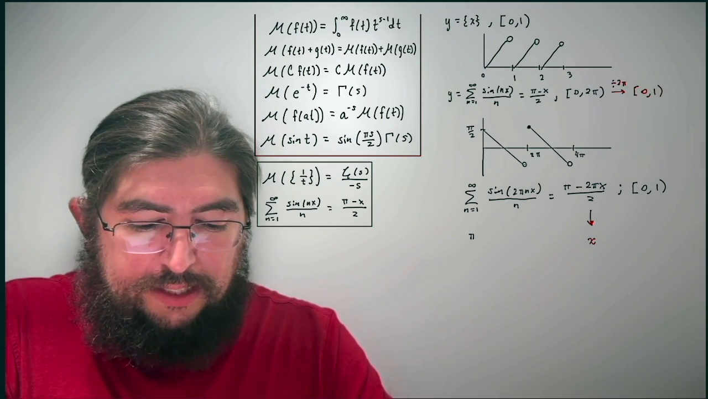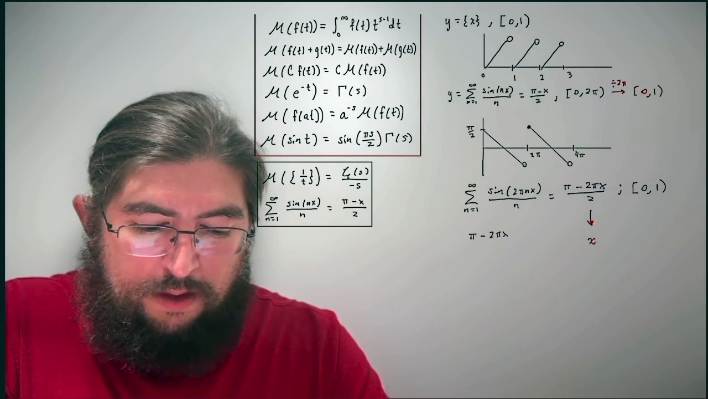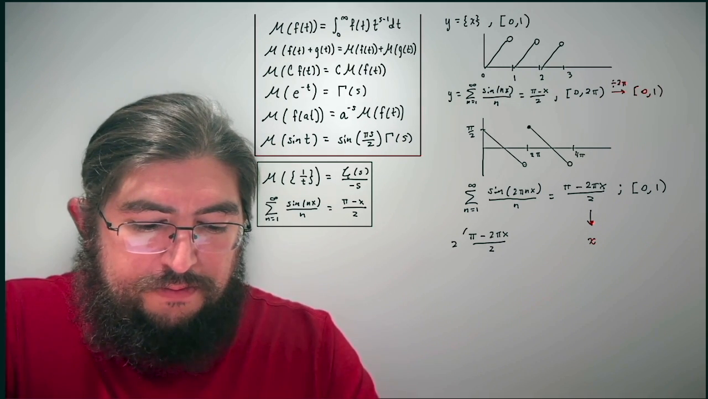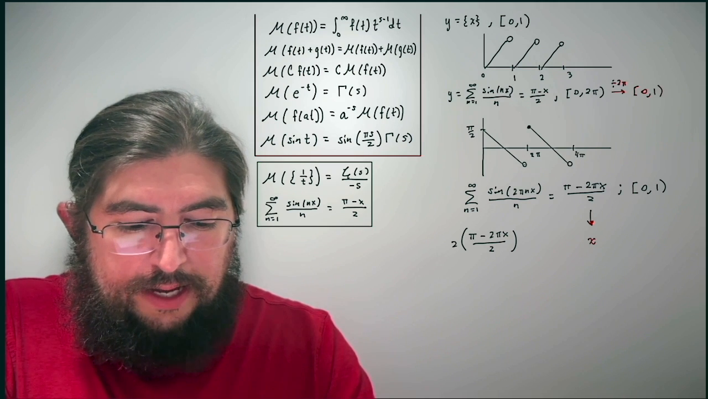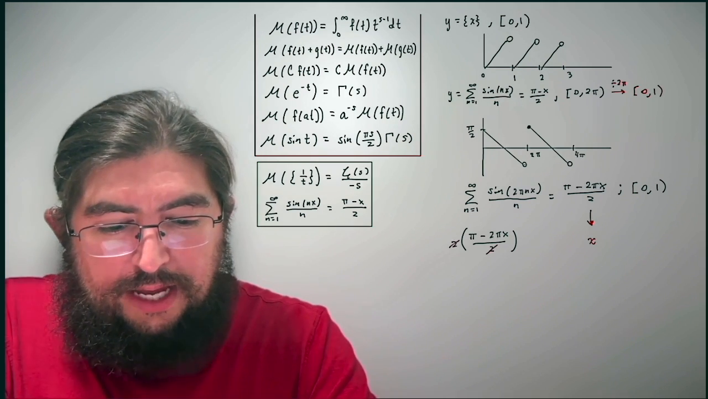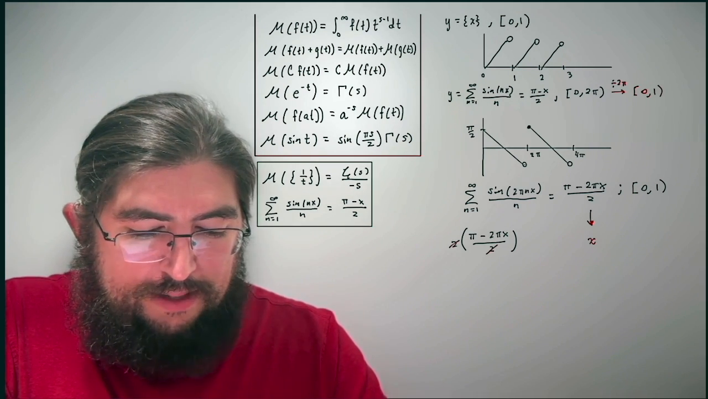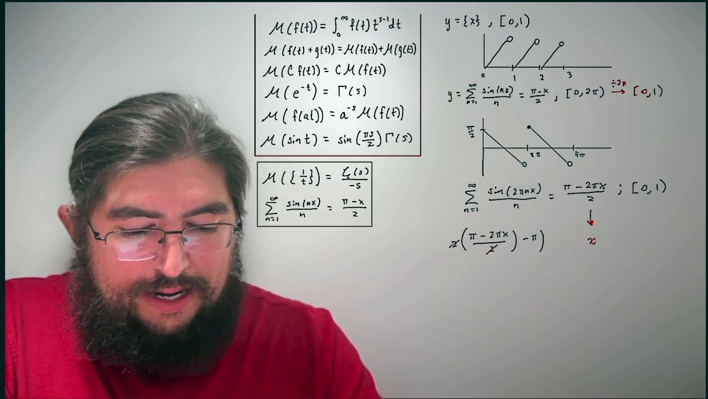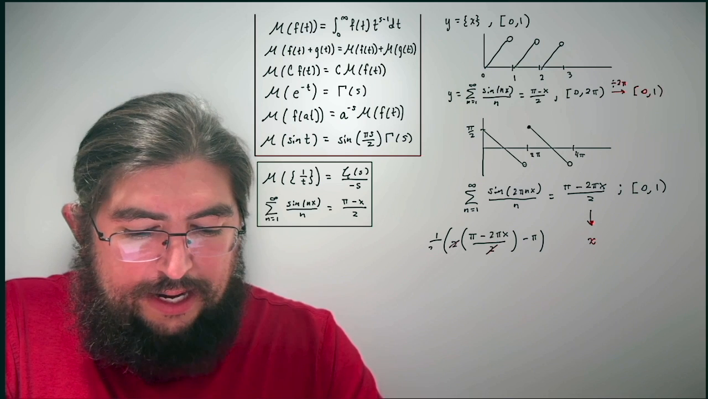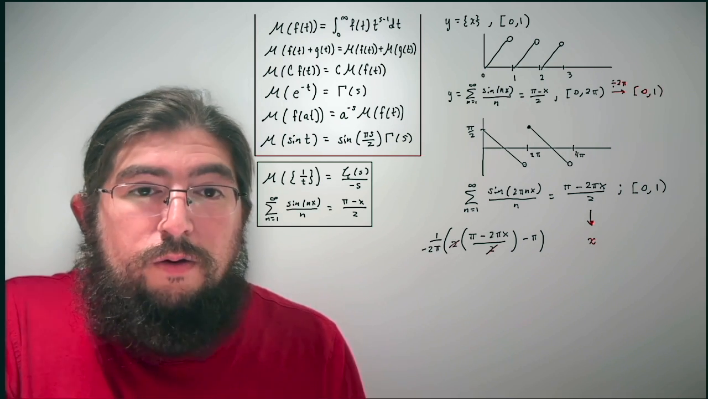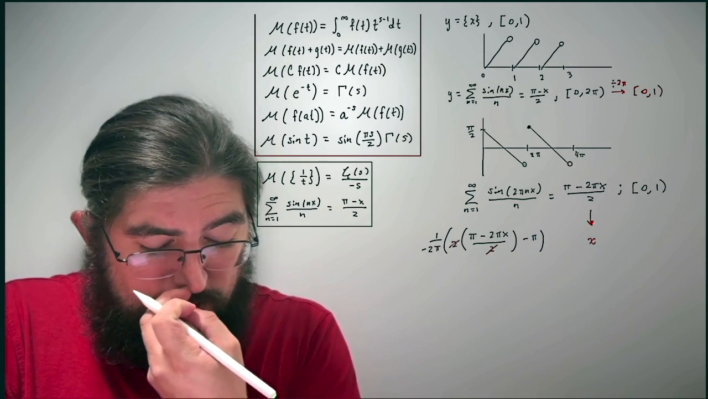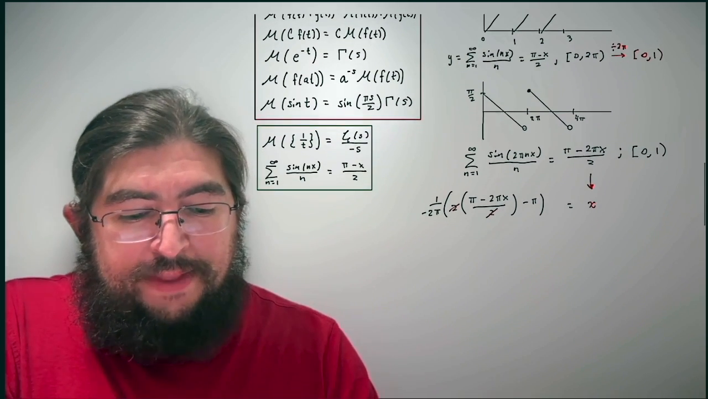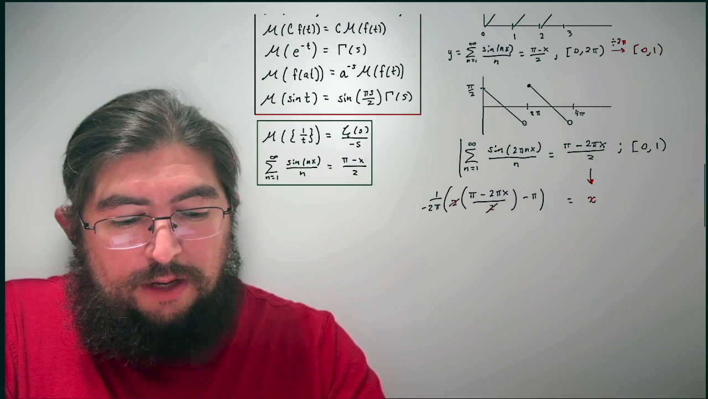So let me write this like this. We have this. We can multiply both sides by 2, which cancels these out. Then we can subtract pi. And after that, we can multiply everything by negative 1 over 2 pi. So the negative 2 pi's cancel out, and you just get x itself. So this would work. Now, what is actually happening to the sum?